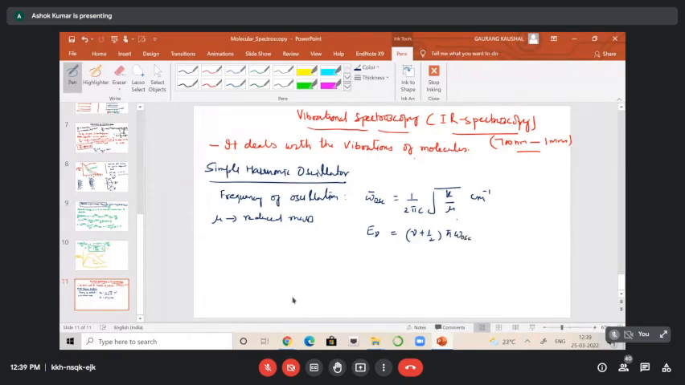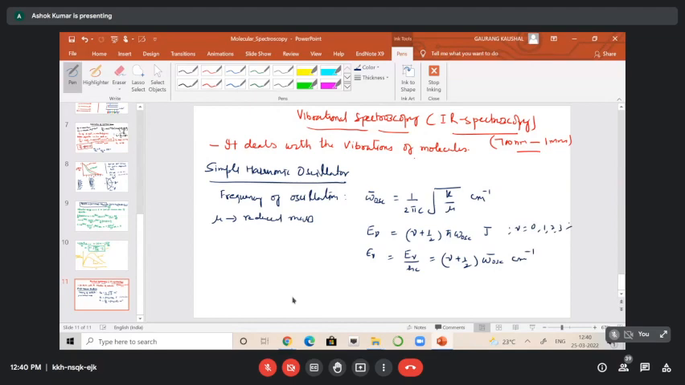Omega oscillation, this is in joules. You can also write E_v in terms of centimeter inverse, which is equal to capital E_v upon hc, which is equal to (v + 1/2) omega oscillation bar in centimeter inverse, where v is equal to 0, 1, 2, 3, and so on.